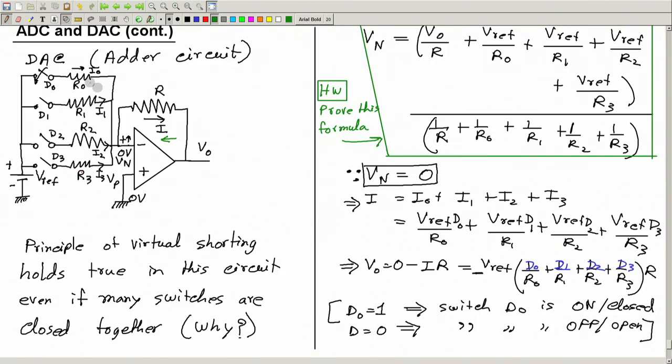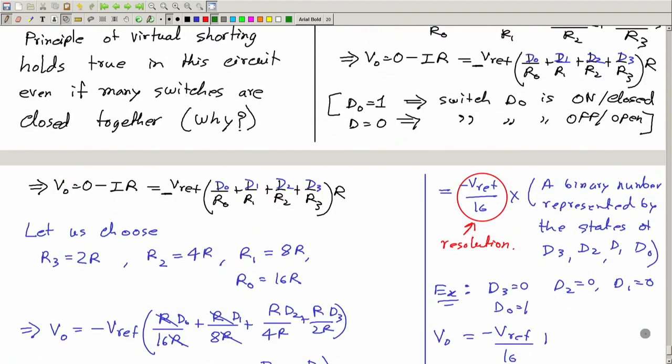Similarly, in this circuit also, if you close these switches, then these currents are written here. You see they will be in binary ratios when we choose R0, R1, R2, R3 in this way. So this is double of this, this is double of this, this is double of this. Therefore these currents are nothing but I0, I1, I2 and I3. So these are like half of this, and this is half of this, and so on.